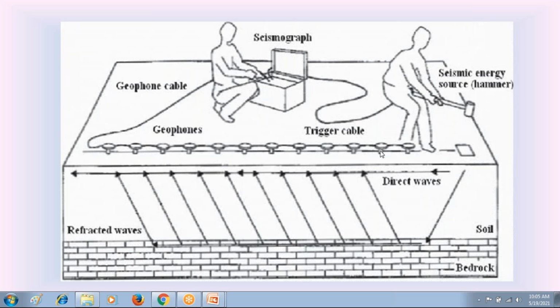Then the second geophone receives another shock wave, and the time is also noted in the seismograph. Like that, these geophones receive the seismic waves coming back to the ground level. They convert that seismic wave into electric pulse, then that is sent to this seismograph. The seismograph will note the time of receiving the seismic wave from the geophone.